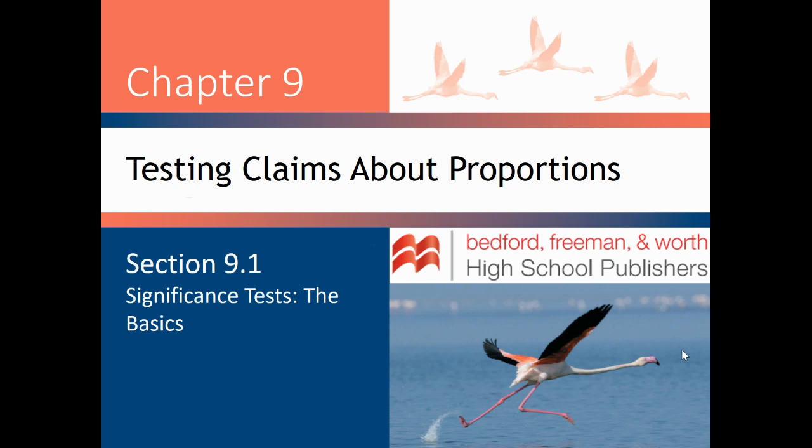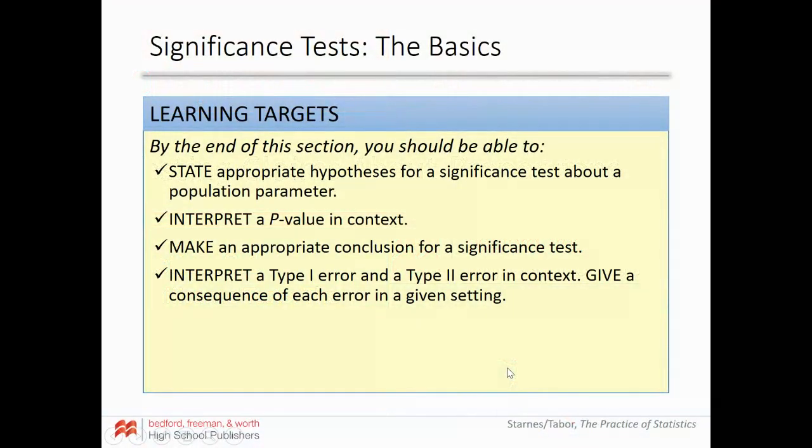All right, everyone, we're jumping into chapter 9, looking at section 9.1, significance test, the basics. So, the learning targets for this section are to be able to state appropriate hypotheses for a significance test about a population parameter, interpret a p-value in context, make an appropriate conclusion for a significance test, and interpret a type 1 and type 2 error in context, and give consequences of each error in the given setting.